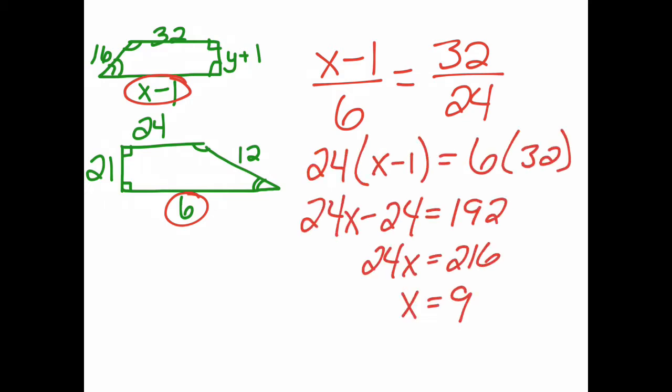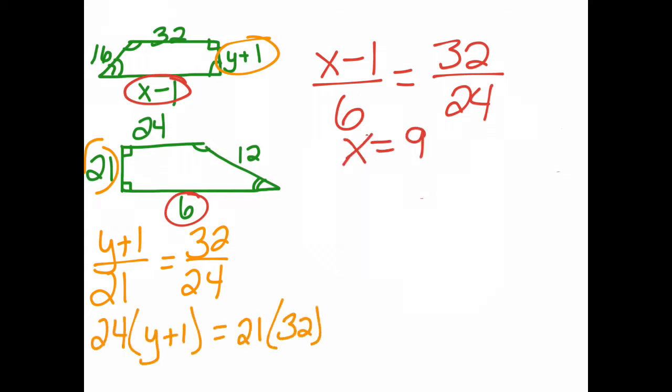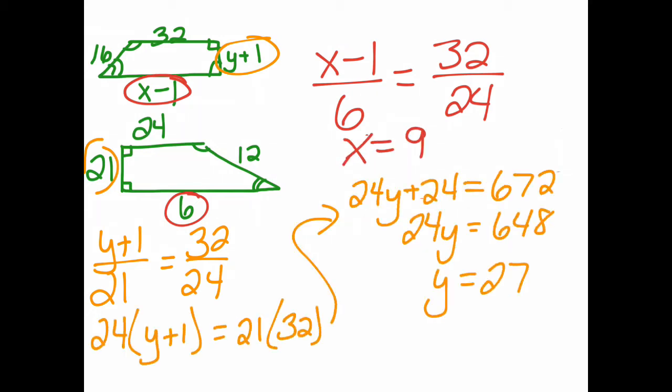And then we'll solve this using the cross product property. And when you do, what you get is that x equals 9. And then we'll do the same thing for the y's, but notice that the y is between the two right angles, so we'll need to use the 21 as well. So we'll have y plus 1 over 21, and we could use the same other side if we wanted to, 32 over 24. And then we'll solve this using the cross product property. And what we get is that y equals 27. So x equals 9 and y equals 27.